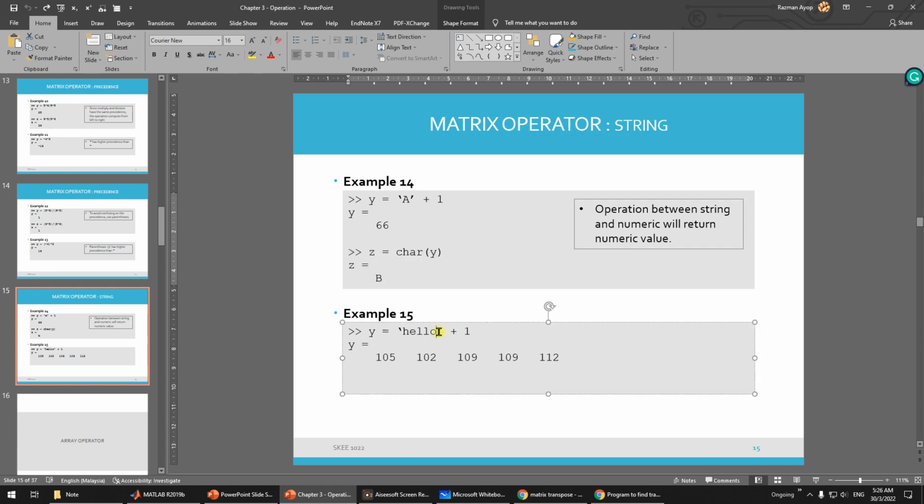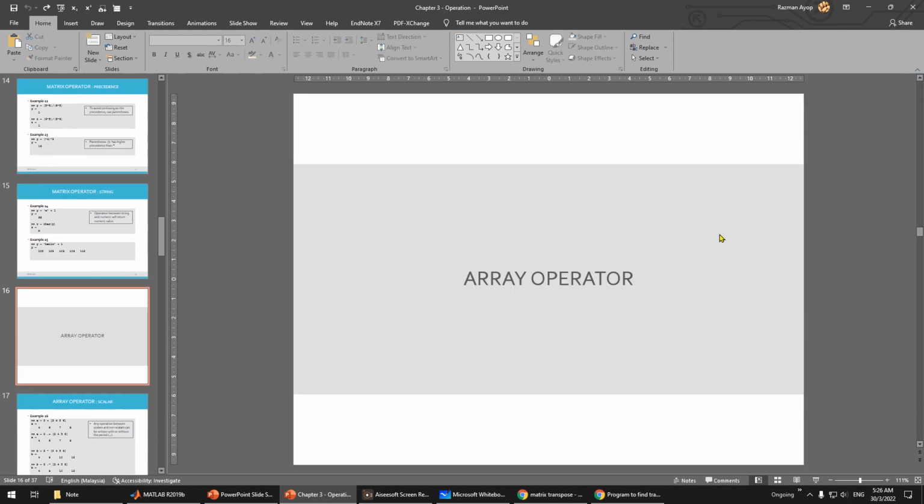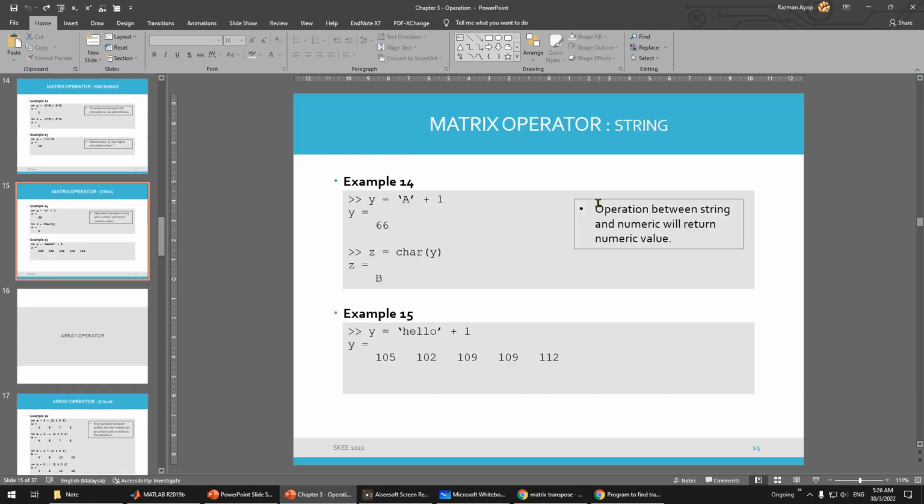Same as here. The hash has a number, E has a number, L has a number, and this one has a number. Because this is a matrix, a row, 1 multiplied by 5, with 5 elements. So you add 1, so all of this will become a 1 multiplied by 5 matrix. Okay, that's it for matrix operation.